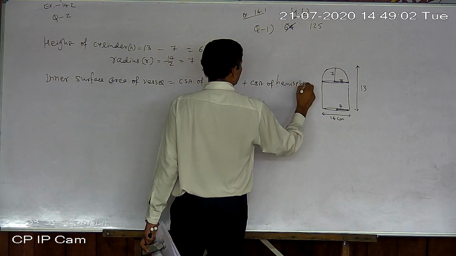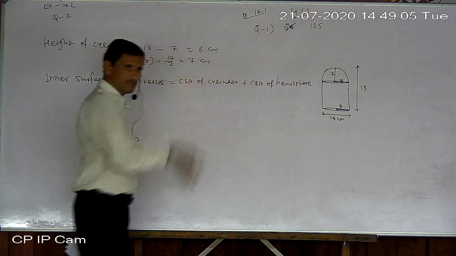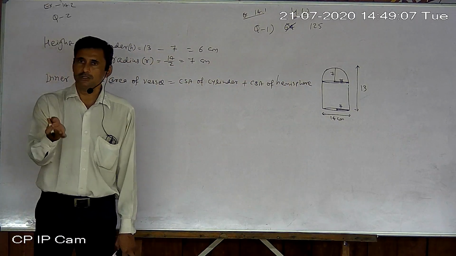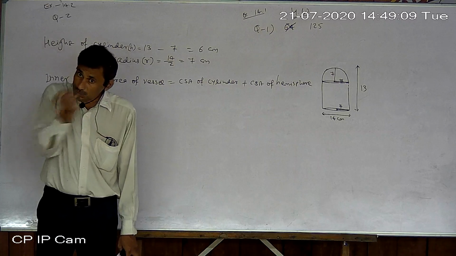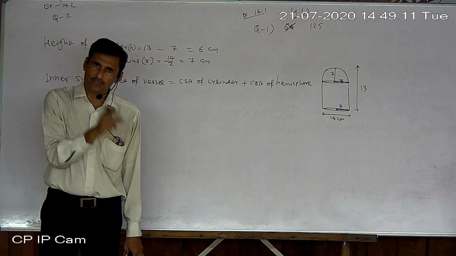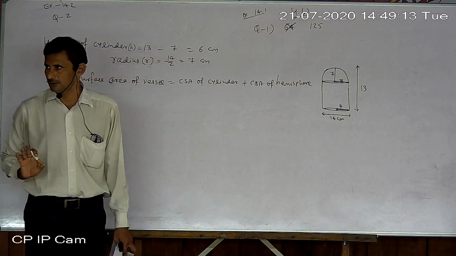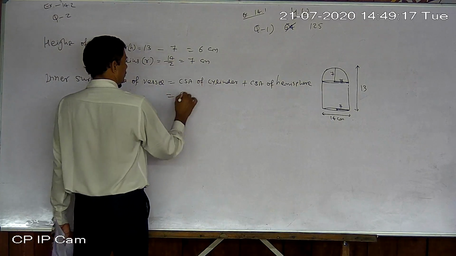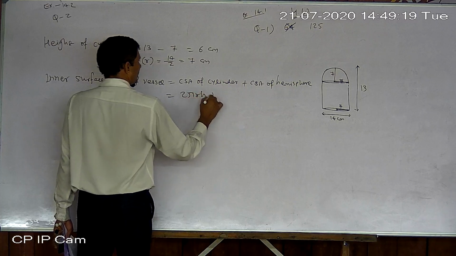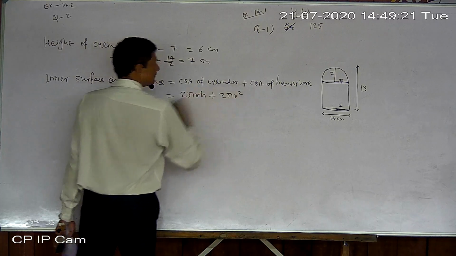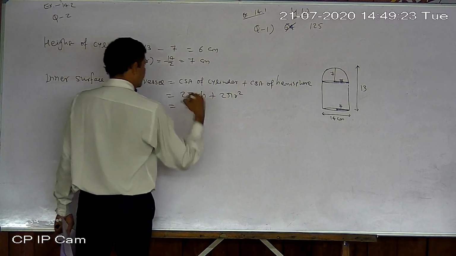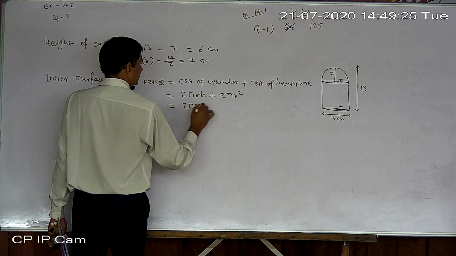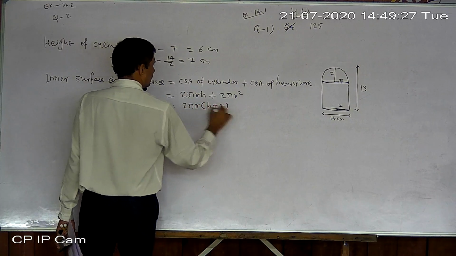I already told you here always CSA, never TSA. Total is never done. Only CSA, total will not be done. So remember that way. Now 2 pi r. 2 pi r. So it is 2 pi r (h plus r). How is r taken common?